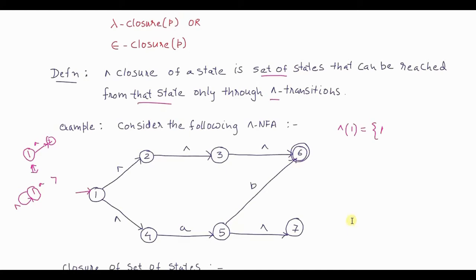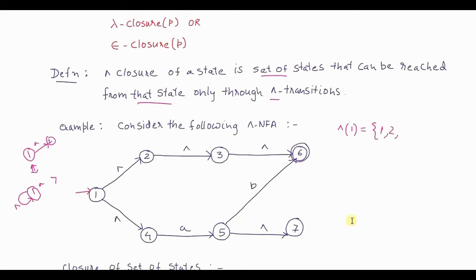Now which are the other states that can be reached from state 1 on null transition? That's the second question. So always remember, whenever you want to find the closure of any state, first that state itself should be added to the null closure list, because that state can be reached from itself through the self loop on null transition. Which are the other states? Now you see the diagram. From 1 on reading null, can I go to 2? That means 2 can be reached from 1. Yes, so I add 2.